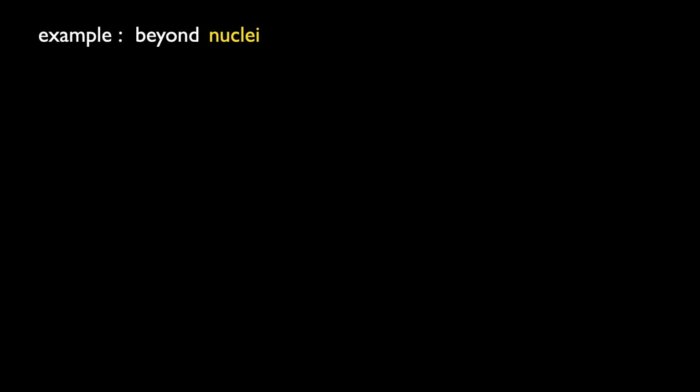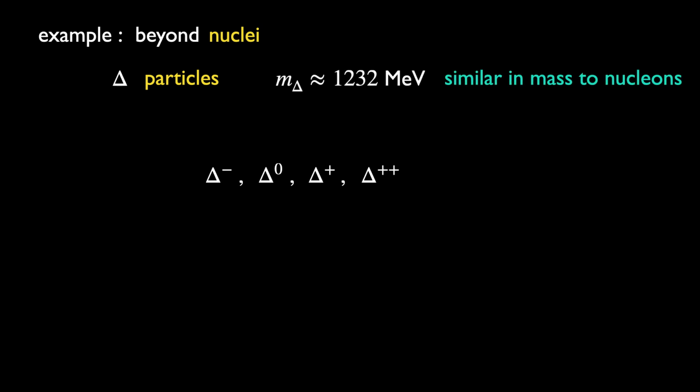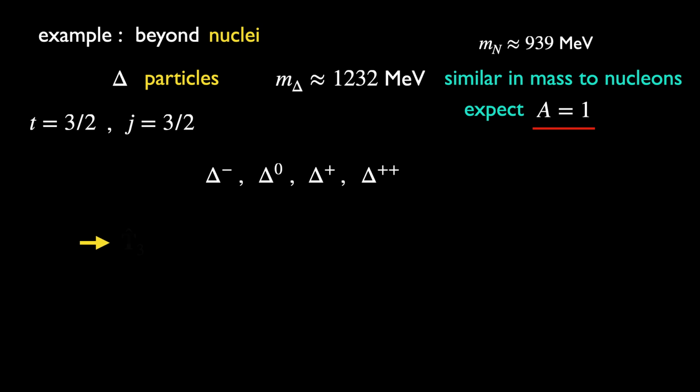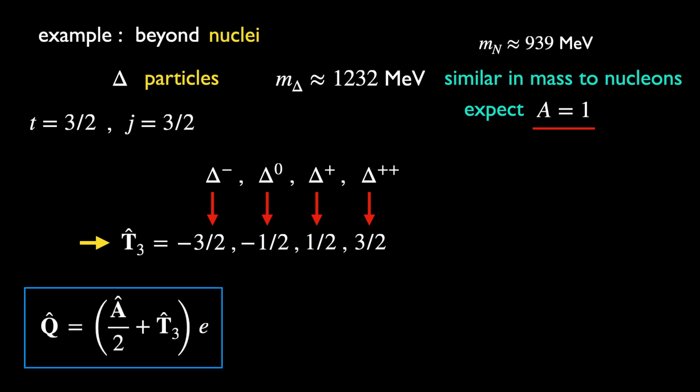For our next example beyond the nuclei, let's look at the delta particles. These are a set of 4 particles that are slightly heavier than the nucleons, but are in the same order of magnitude. So we might expect their nucleon number to be also 1. They all have spins of 3 halves and form an SU2 multiplet with T equals 3 halves. Assuming that A equals 1, and again using the charge formula, we can figure out the value of T3 for each member. This shows that T is equal to 3 halves.